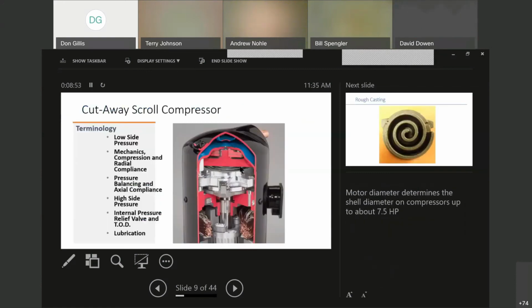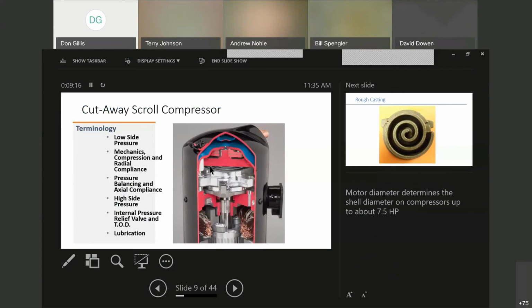I'm going to walk through the cutaway here of the scroll. We're going to talk about low side pressure. Low side pressure is anything under this blue area called the muffler plate, or some people refer to it as the muffler cap. Anything below that is going to be low suction pressure. Above that is going to be discharge pressure.